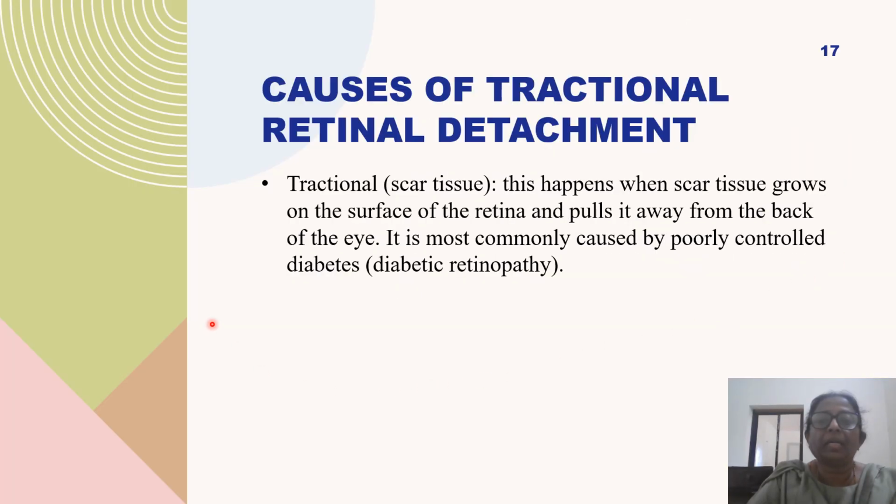Causes of tractional retinal detachment. Tractional is scar tissue. This happens when the scar tissue grows on the surface of the retina and pulls it away from the back of the eye. It is most commonly caused by poorly controlled diabetes or diabetic retinopathy.